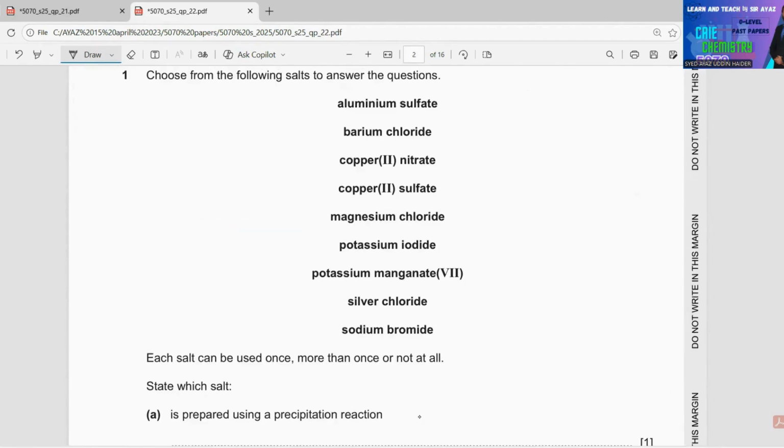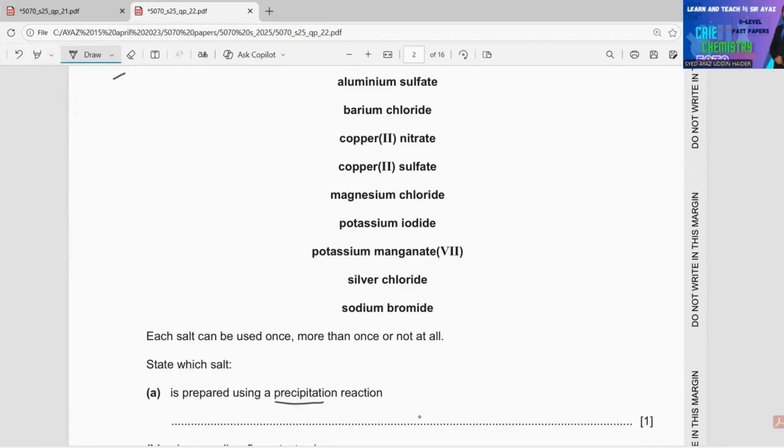Here's question number 1. Choose from the following salts to answer the questions. Here's a list of some salts: aluminum sulfate, barium chloride, copper(II) nitrate, copper(II) sulfate, magnesium chloride, potassium iodide, potassium manganate(VII), silver chloride, sodium bromide. Each salt can be used once, more than once, or not at all. State which salt is prepared using a precipitation reaction.